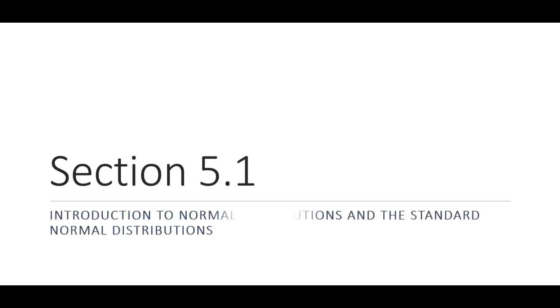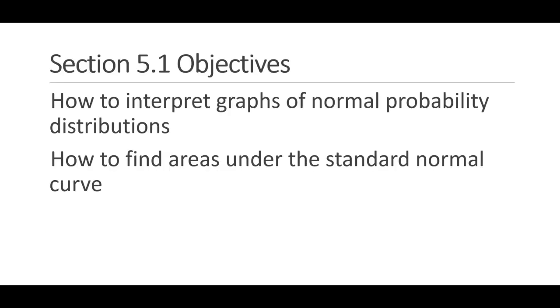Today's section is section 5.1. In this section, we will look at normal distribution and standard normal distribution. We will be looking at the differences and what exactly that means. Objectives: we're going to interpret a normal probability distribution. We will find areas under the standard normal curve.